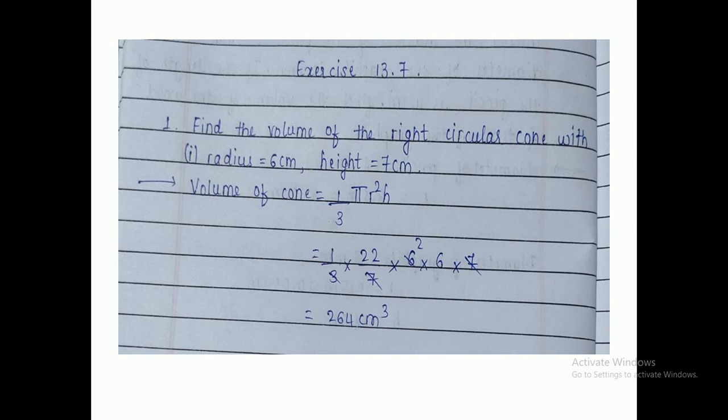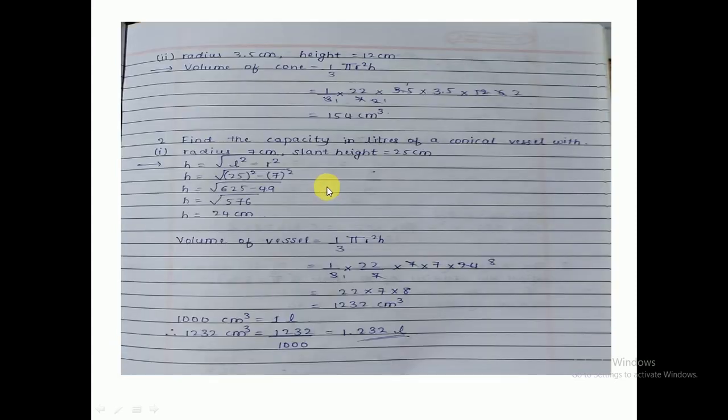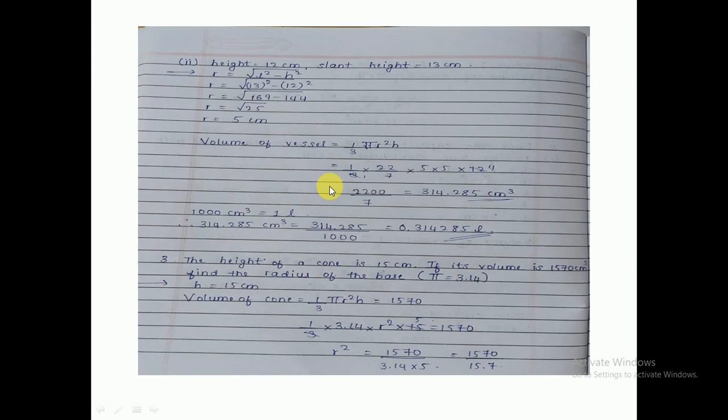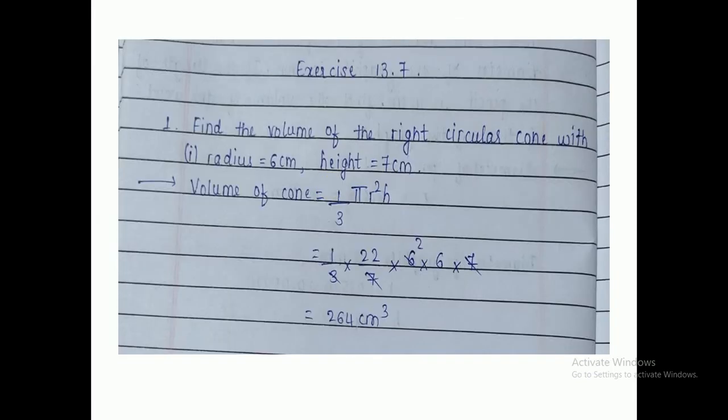So here some questions are very easy. Just briefly I'll explain. First question, find the volume of the right circular cone with... there are two sub questions in the first question. Here we have exercise 13.7 first question. Radius 6 centimeter, height 7 centimeter is given. We have to find out the volume of cone. It's a very direct formula, 1/3 pi r square h, 1/3 into 22/7 into 6 into 6 into 7, so 264.